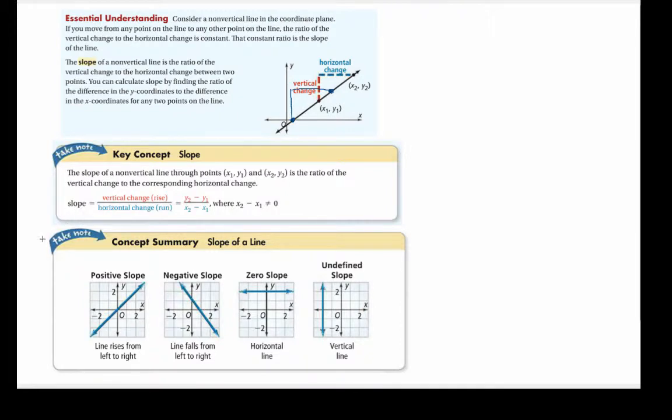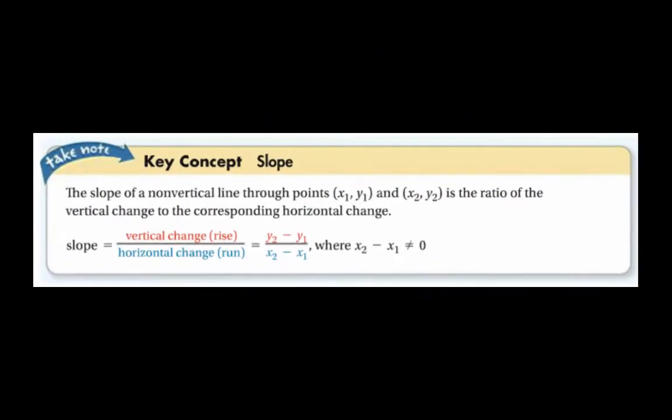Okay, so let's talk about slope. The slope of a non-vertical line through points x sub 1, y sub 1, and x sub 2, y sub 2 is the ratio of the vertical change to the corresponding horizontal change. So here's slope. We have our vertical change over horizontal change. The vertical change we refer to as the rise. The horizontal change we refer to as the run. Slope, rise over run, okay?